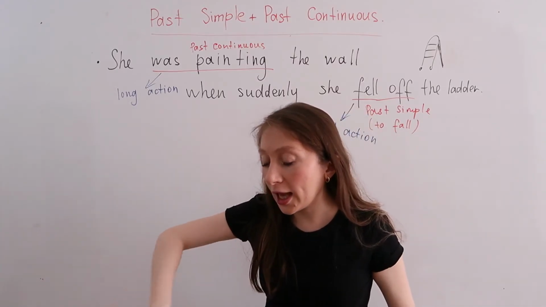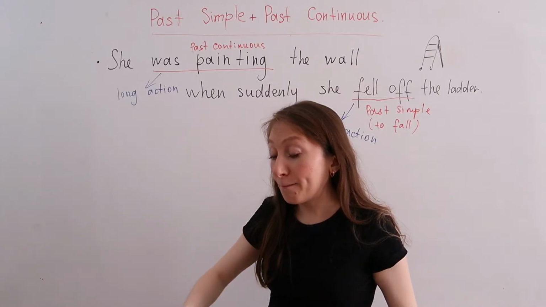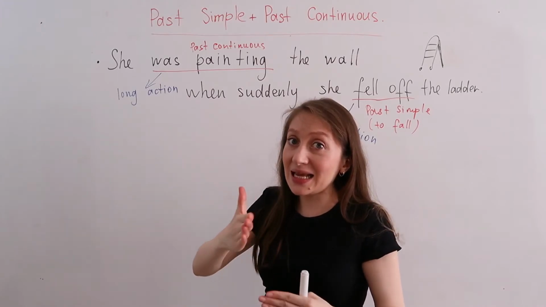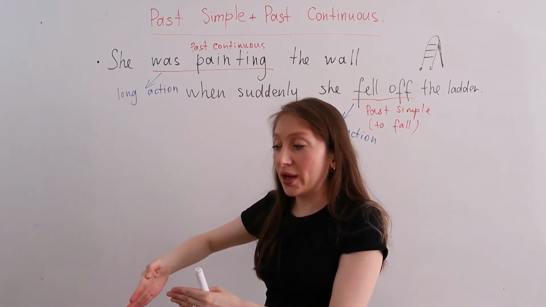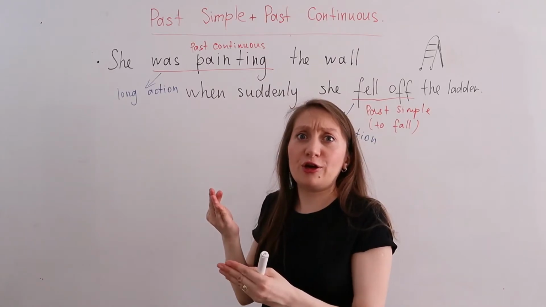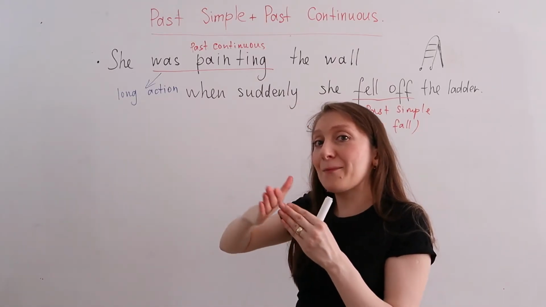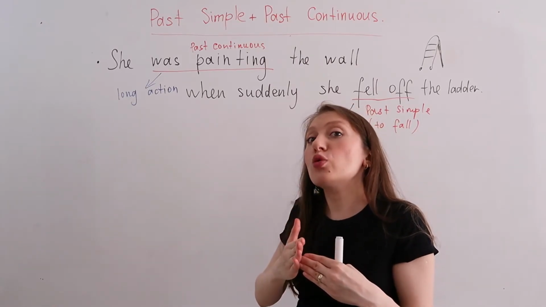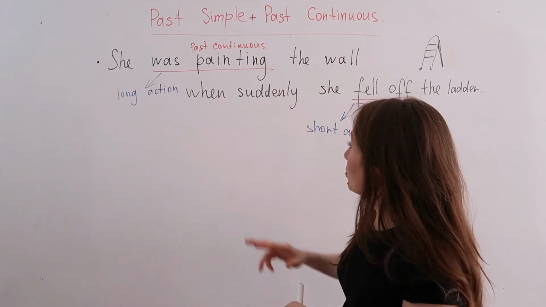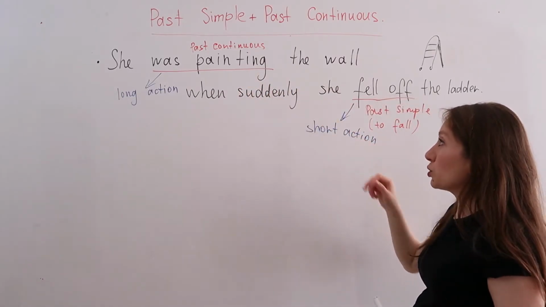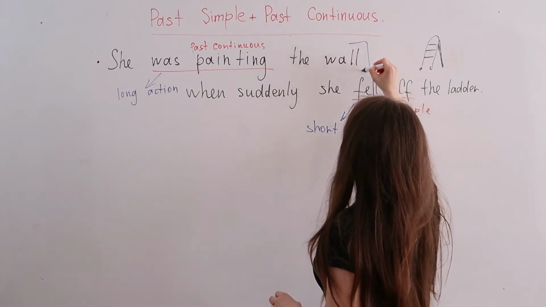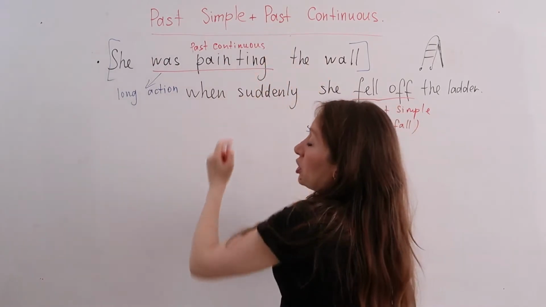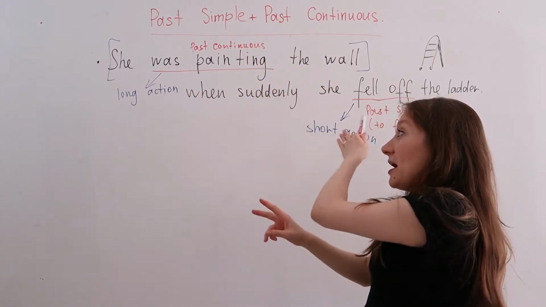I was cooking when I burned my finger, or I was cutting something when I hurt my finger, right? Something happened, maybe unexpected, and interrupted the process of action. So you see two verbs, long action, short action. By the way, we can change this part with this part. You can actually use it vice versa.